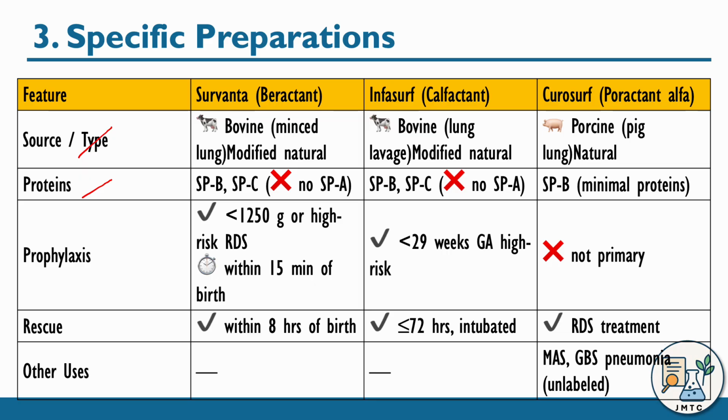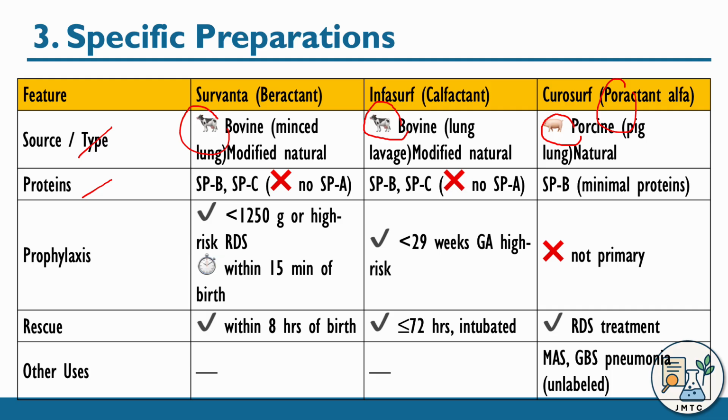So, source type, si Surfactant, galing siya kay cow. Yan. Bovine means lung. It's modified. Sa InfaSurf, bovine din siya. Lung lavage, modified. Sa CuraSurf or poractant, so pork ito, it's from pig. Natural. Pig lung. So, dalawa lang from cow, isa from pig.